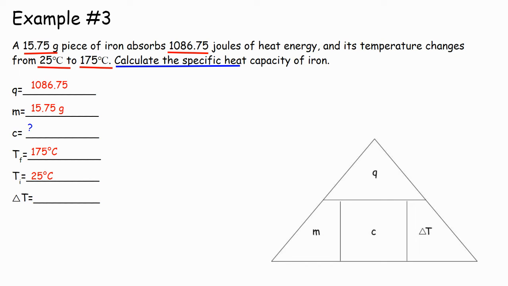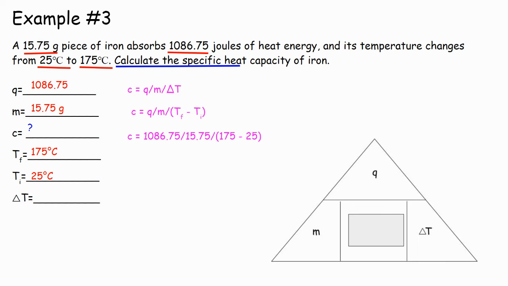All right, so now I want to calculate C. So I'm going to cover this one up. Notice how it's top and bottom. So Q is on top of M and Q is on top of delta T. It's just plain division. So to get C, it's Q divided by M divided by delta T. That's all you're doing, because Q is on top, M and delta T are on bottom. So you're going to divide by both of those numbers. So Q divided by M divided by final minus initial. Plug in your numbers. Get your answer of 0.46 joules per gram degree Celsius.